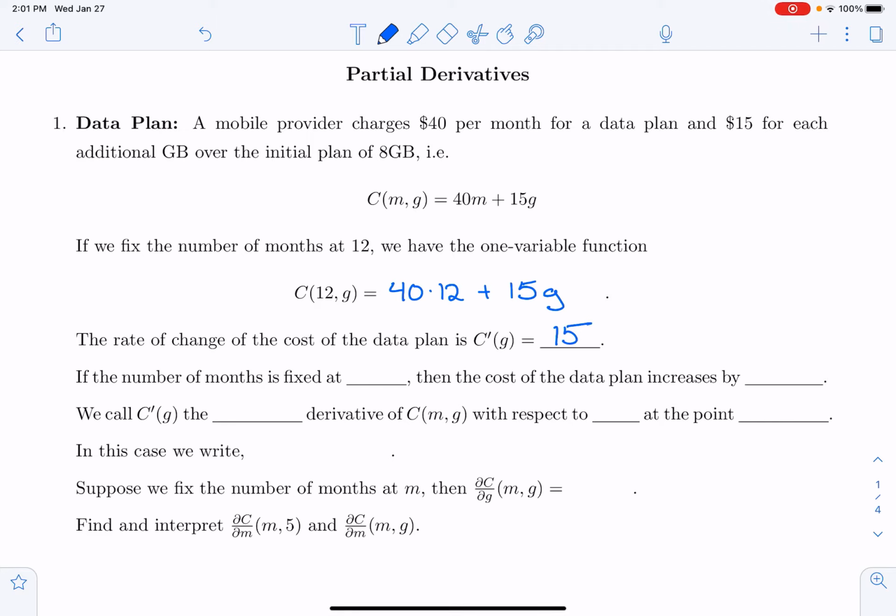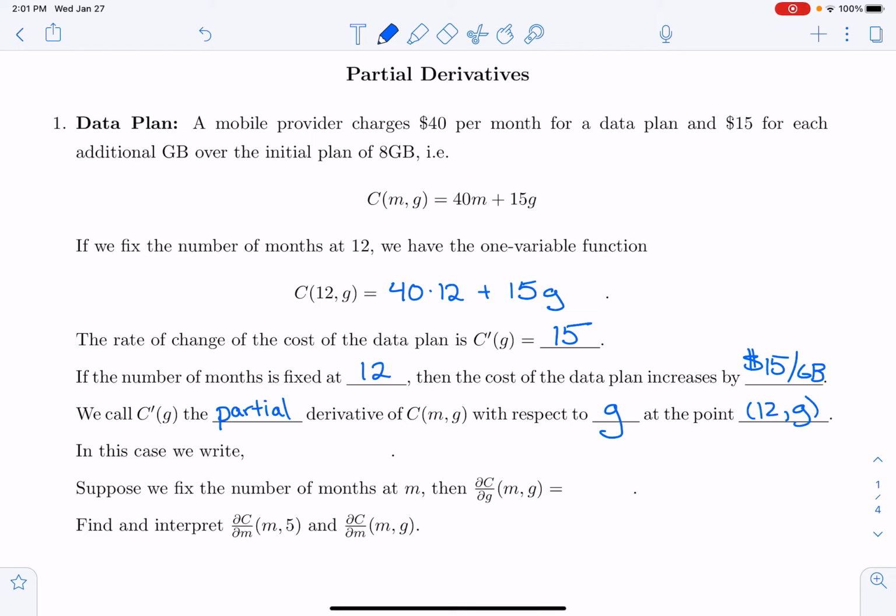So here, if the number of months for that data plan is fixed at 12, then the cost of the data plan is going to increase by $15 per gigabyte. And that was just kind of the given information. So that derivative makes sense. And we call that the partial derivative of C of M, G with respect to the variable G at the point (12, G).